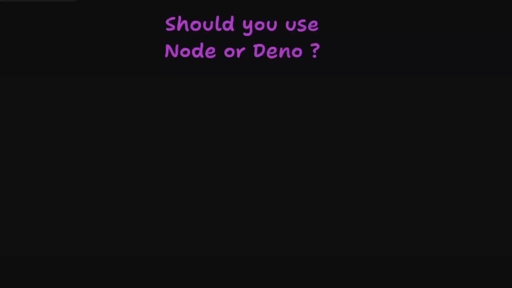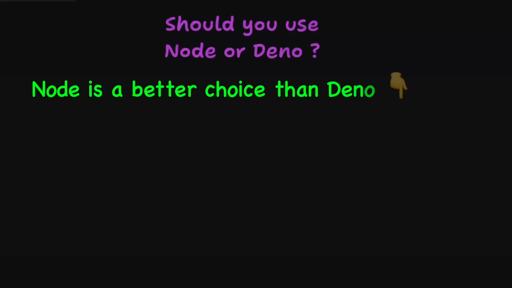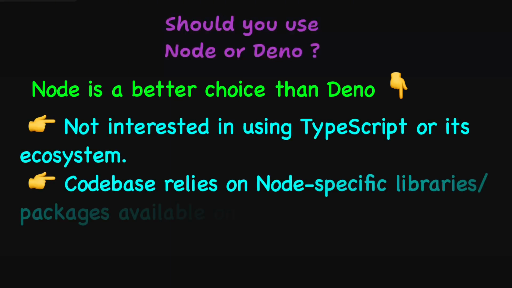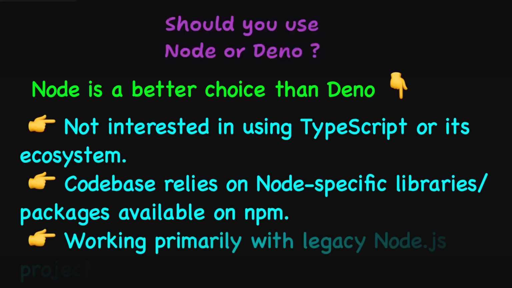Having said that, here are a few scenarios where Node is a better choice than Deno. You're not interested in using TypeScript or the TypeScript ecosystem. The codebase requires specific Node libraries or packages only available on NPM. Most of your work involves legacy Node imports.